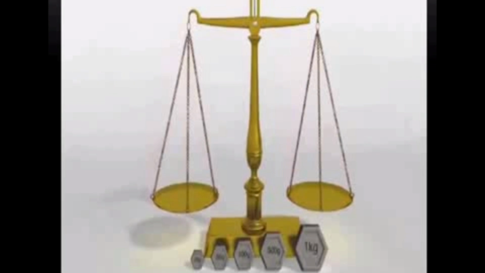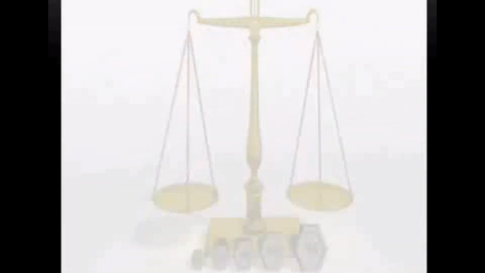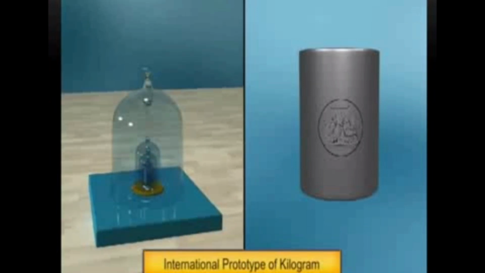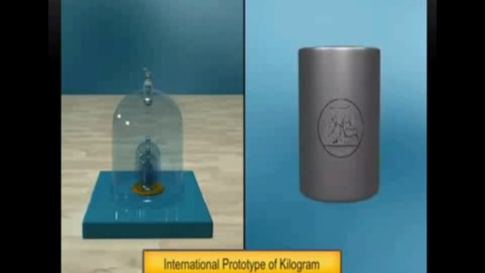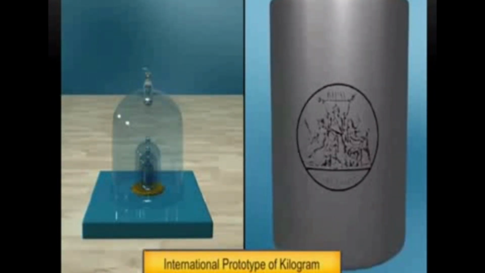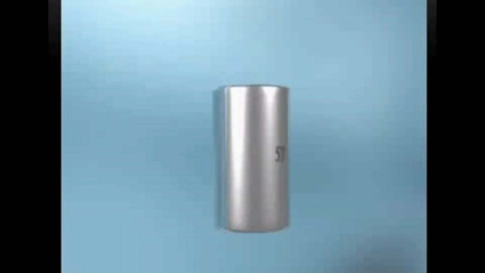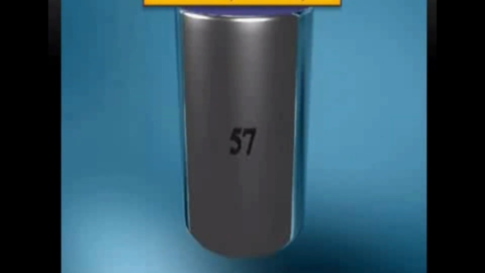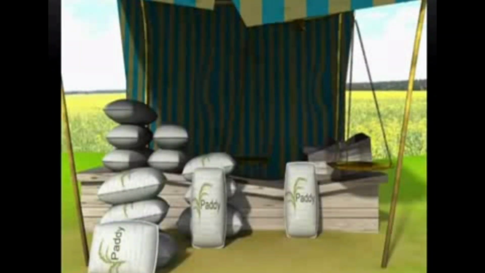You know that is a beam balance. An ordinary beam balance is used for measuring mass. This is the mass which is placed in Paris, that is the 1 kilogram standard. This is the prototype of the kilogram. Using this prototype, we are making all the 1 kilogram standards. It is placed in Paris, and it is made up of platinum iridium. It is placed in the National Physical Laboratory in Paris.